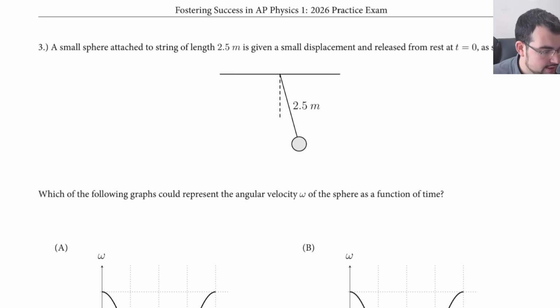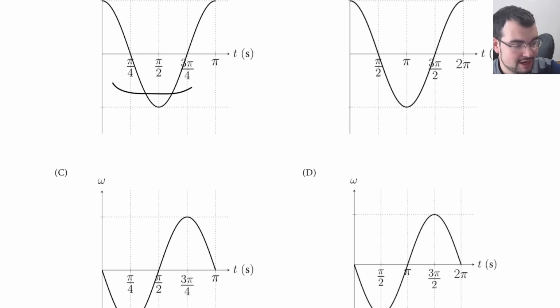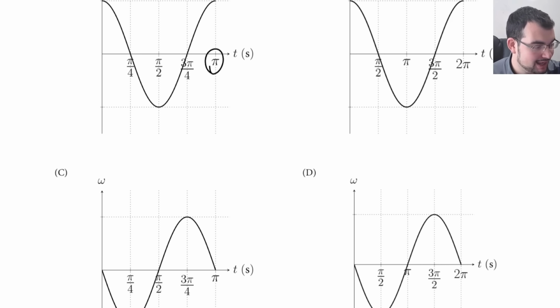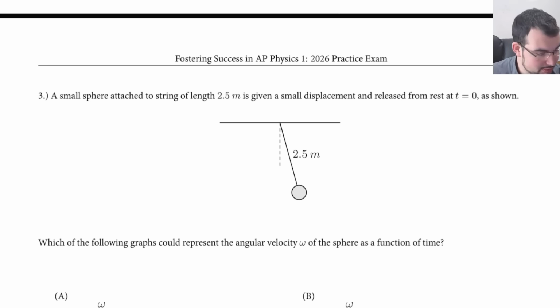So first of all, notice that we just have to make two decisions. One, we have to decide what is the period, because it looks like pi and 2 pi are our choices. And we also have to decide, is the angular velocity 0 or not 0 when we release it? Well, we release this from rest. So this means omega is equal to 0 at t equals 0. So then we just have to figure out the period.